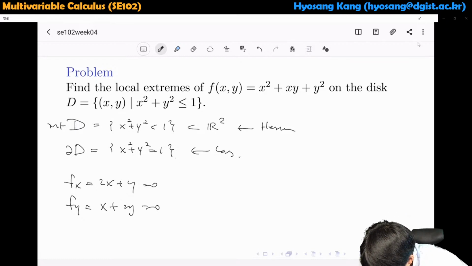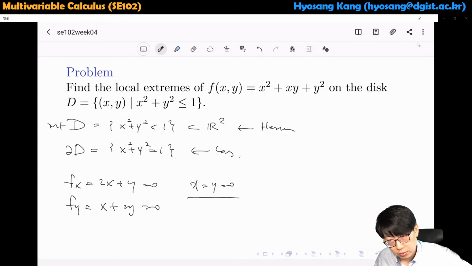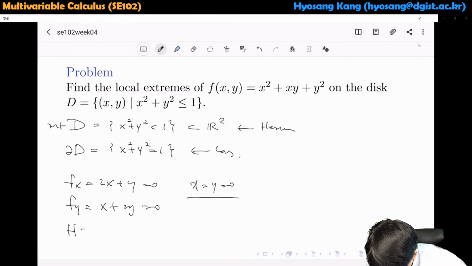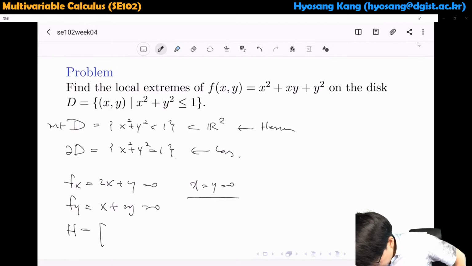So what's the point? We have, oh, that's only 0, right? That's the only point. There are no other local critical points, right? So let's try to find out whether this is a local minimum or maximum.